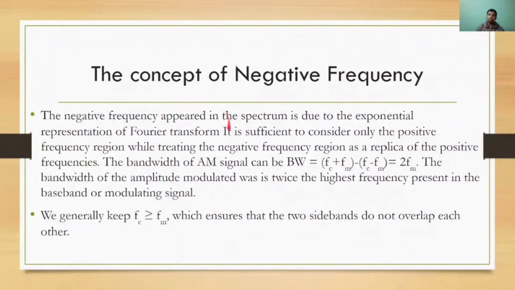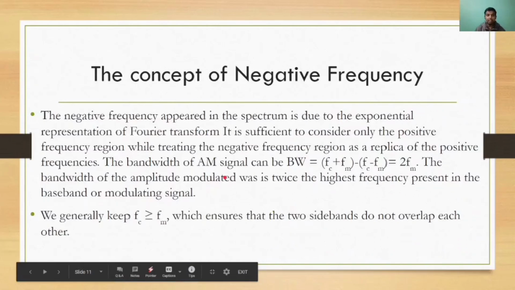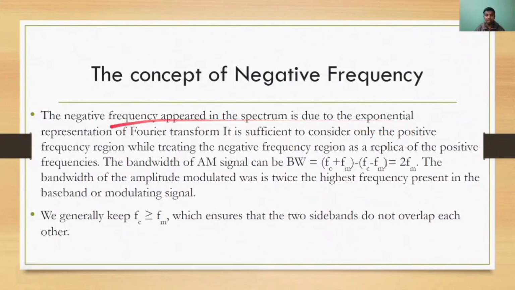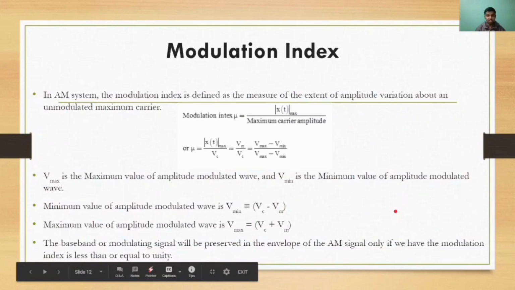Now we will discuss the concept of negative frequency. As seen in the previous graph, all the frequencies to the left of 0 are negative frequency. It is basically nothing, but it arises due to the exponential representation of the signal in the Fourier transform, and it is sufficient if we only consider it as a replica of the positive frequency. The bandwidth of the AM signal will be fc plus fm minus (fc minus fm), which is equal to 2fm, and we generally keep the frequency of the carrier wave greater than the frequency of the modulating wave to ensure that the two sidebands do not overlap with each other.